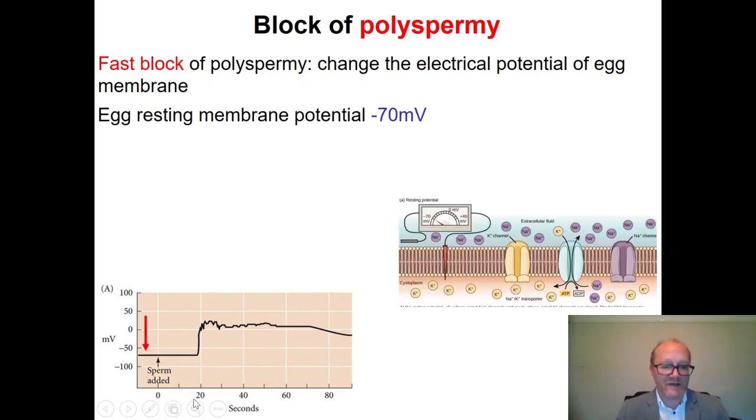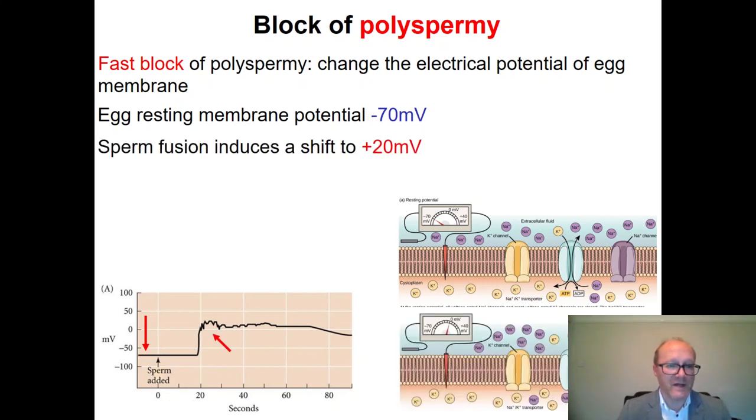So you can see here in this picture that the normal resting membrane potential for the sea urchin egg membrane is negative, minus 17 millivolts. What is important to remember is that it is negative. Soon after fertilization, so when the sperm fusion occurs, this membrane potential changes and becomes positive, plus 20 millivolts. And you can see here the change becoming positive.